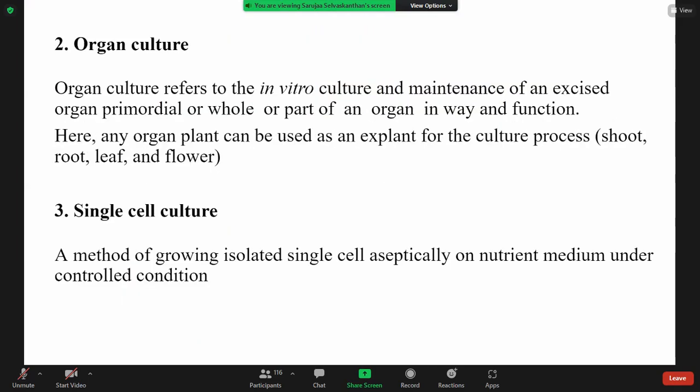Organ culture refers to the in vitro culture and maintenance of an excised organ primordium, or whole or part of an organ, in a way that preserves its structure and function.